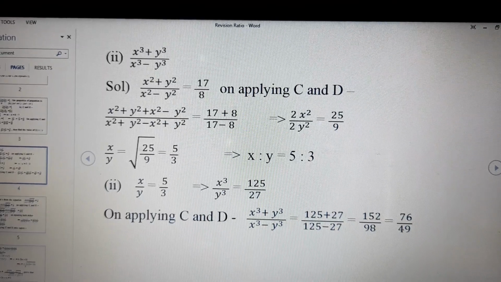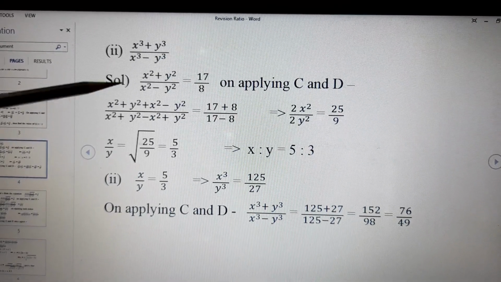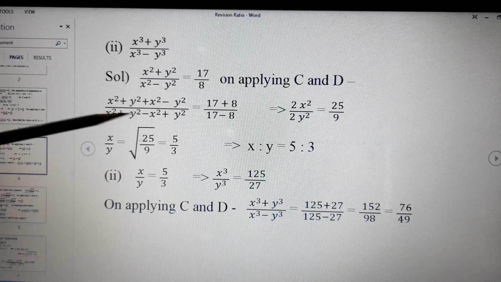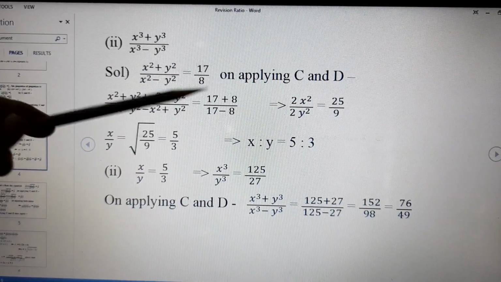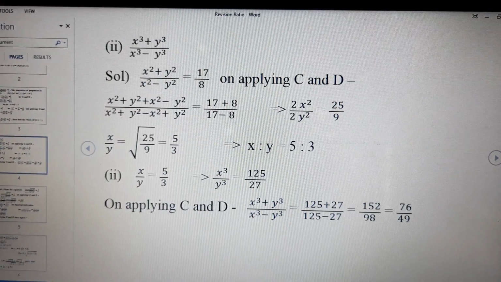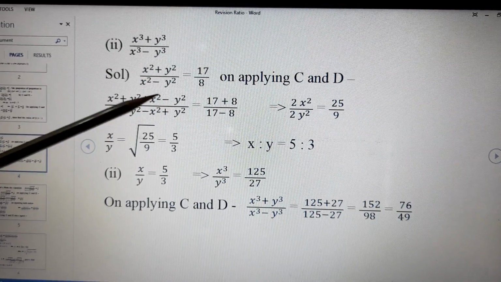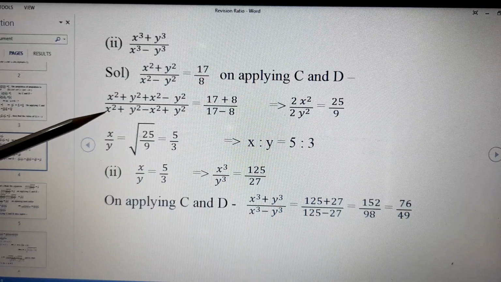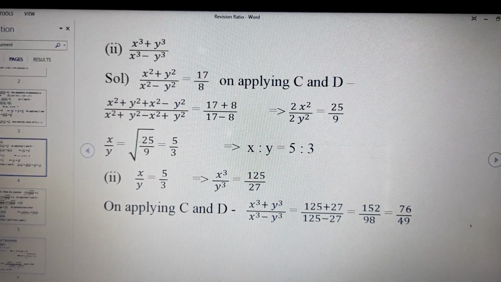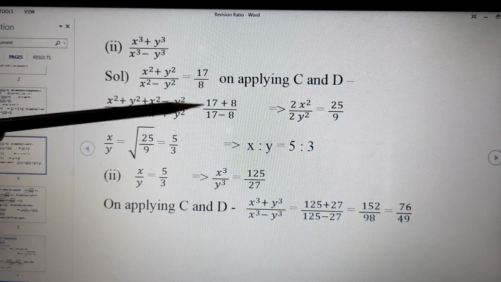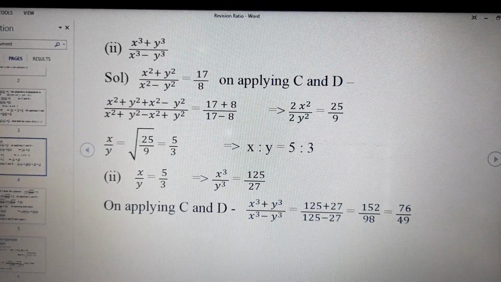Okay, we were here. If we apply componendo and dividendo over here, then numerator plus denominator, numerator minus denominator. This side also 17 plus 8 divided by 17 minus 8. So y square will be cancelled, x square will be cancelled. We'll be left with 2x square divided by 2y square. Again 2 and 2 will be cancelled, and this side we'll have 25 upon 9.